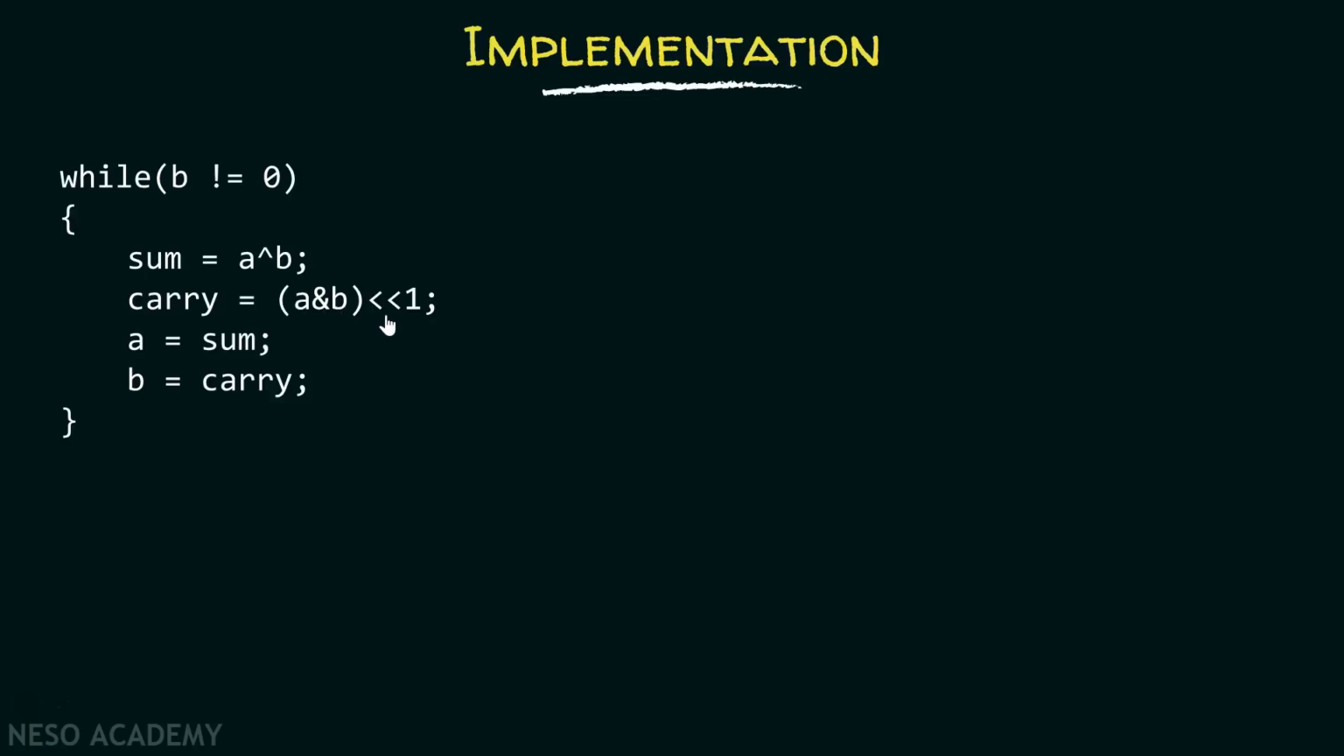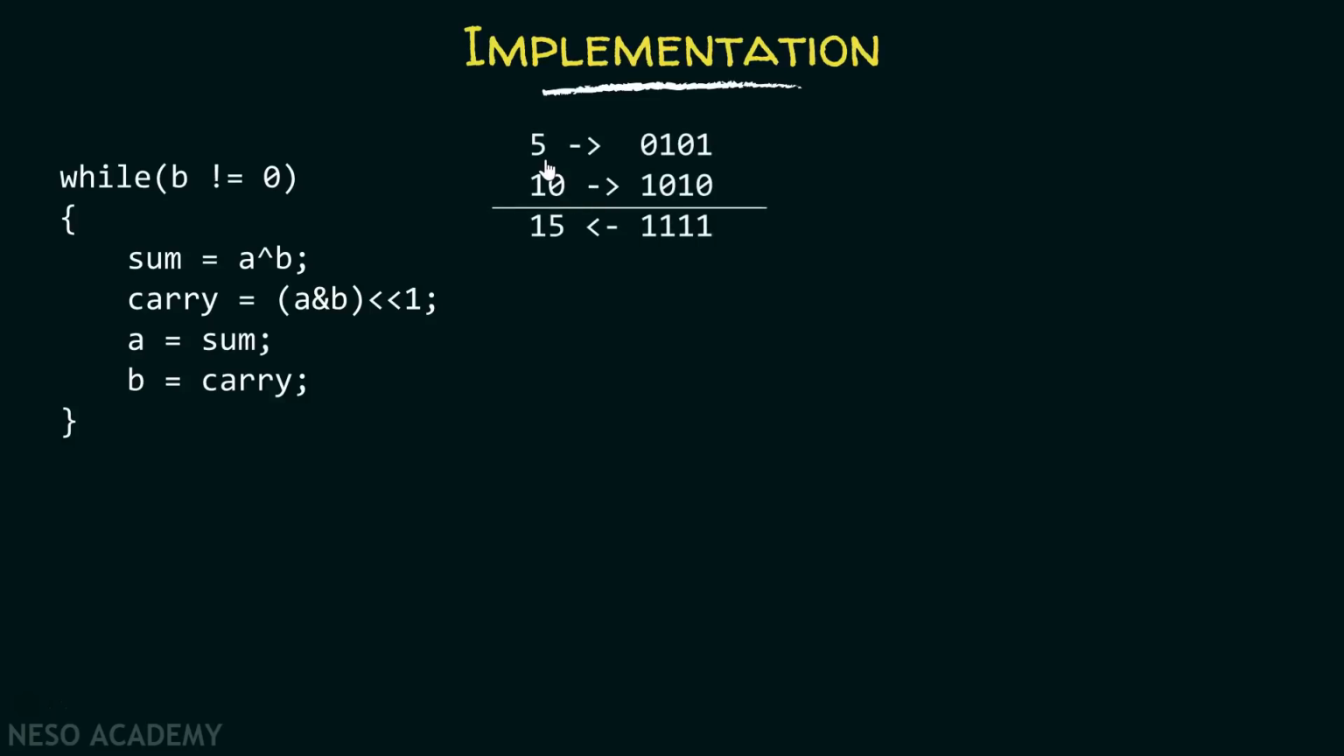And we are also performing left shift by 1. After that, we simply store sum inside A and carry inside B. And we continue to loop around till B becomes 0. In order to understand this code in a better way, let's consider one example.